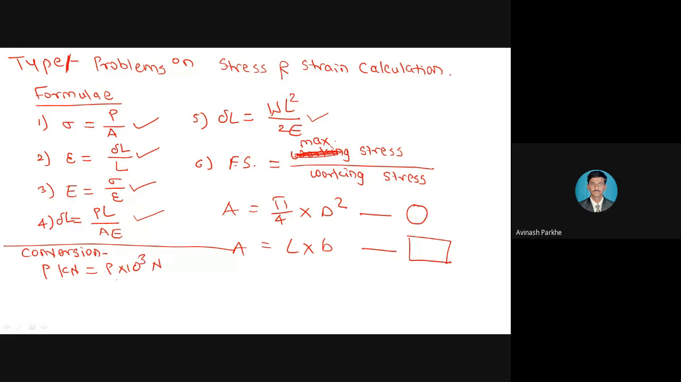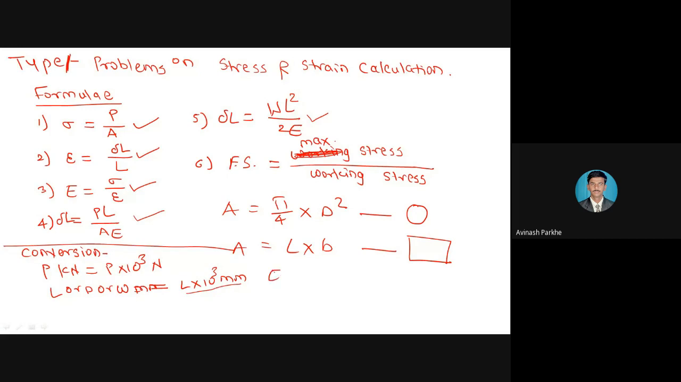If any dimension, for example length, diameter or width, is given in meter, we have to multiply by 10 raised to 3. So we have to convert all the dimensions in mm. If the force is given in kilonewton, we convert it in Newton by multiplying by 10 raised to 3 or 1000. If length, width, diameter are given in meter, we convert all parameters in mm by multiplying by 10 raised to 3 or 1000.